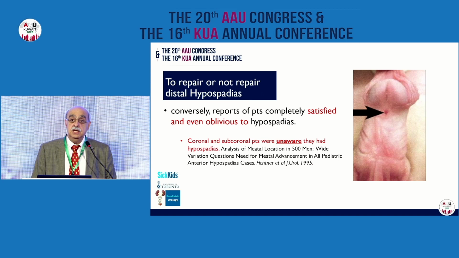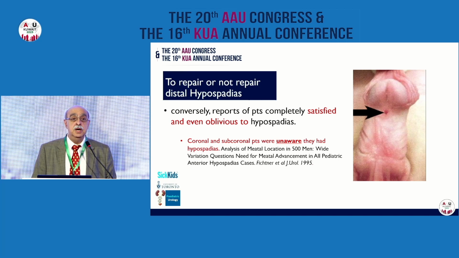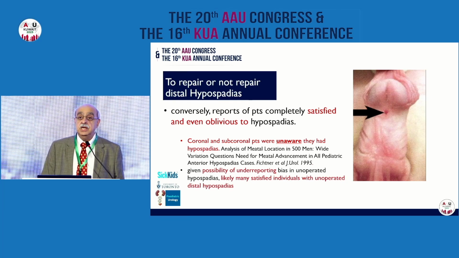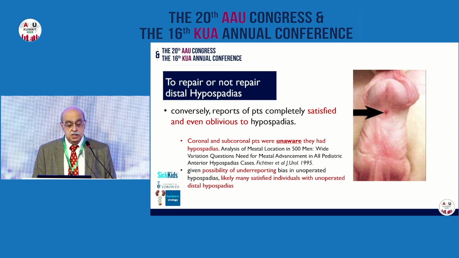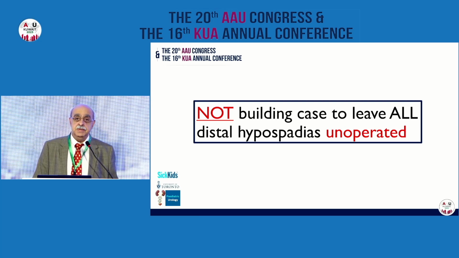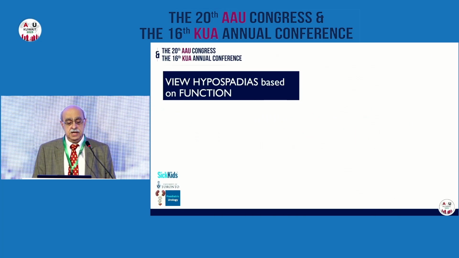In a different study of 500 men, coronal and subcoronal hypospadias patients were completely unaware they had the condition at all. So given the possibility of underreporting bias in unoperated patients, it's likely that many satisfied individuals with unoperated distal hypospadias are out there. But we're not building a case to leave all distal hypospadias patients unoperated. That's not what we're saying.